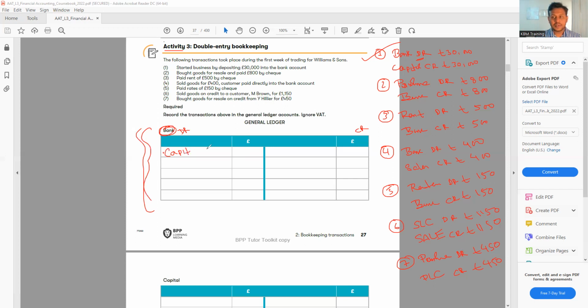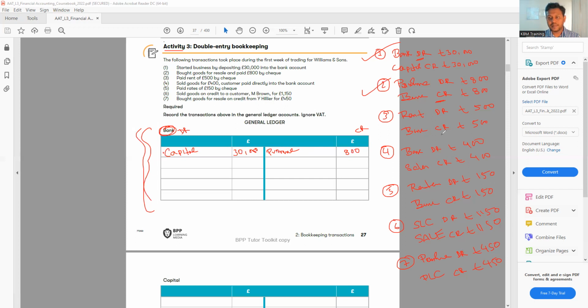Capital, that is 30,000. That's it. Same thing we do for the next one. Number two, we have a bank. This time bank is a credit. So you're going to write on the credit side, but we write opposite, we write purchase. Purchase, this is 800.